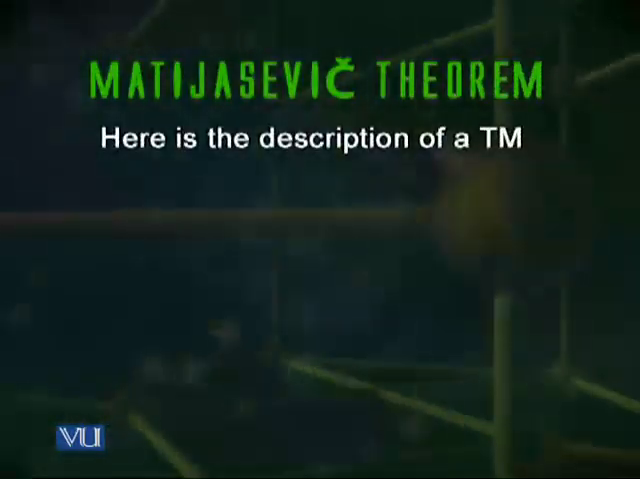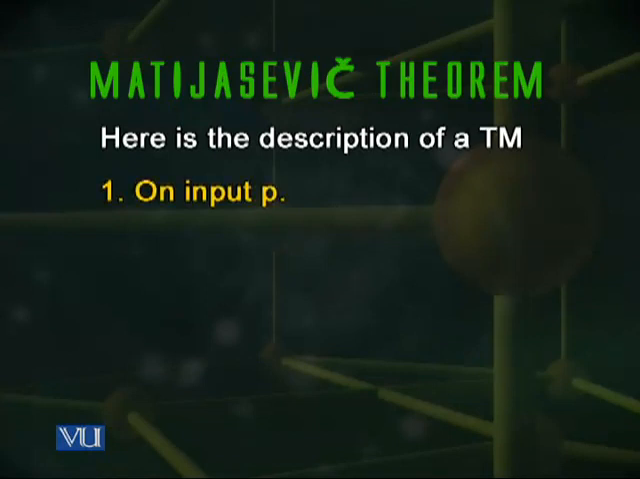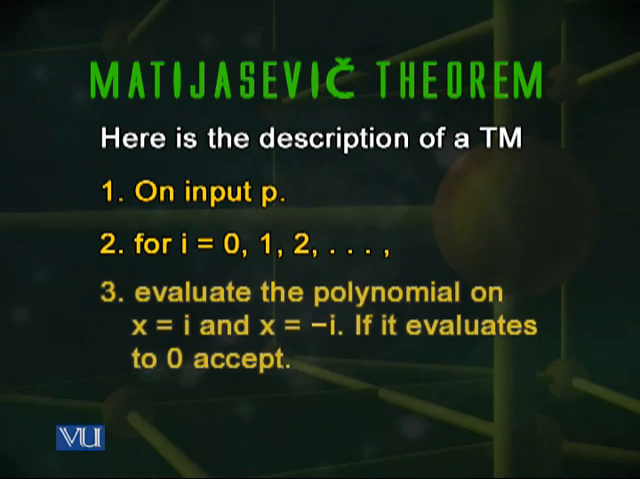Well, let us first observe that this language is Turing recognizable. That is, we can make a Turing machine that will accept all polynomials that have integral roots. Here is a description of a Turing machine that does exactly that. On input P, where P is a polynomial, the Turing machine runs an infinite loop where i goes from 0, 1, 2, and so on. It evaluates the polynomial on x equals i and x equals minus i. If this polynomial evaluates to 0, it accepts. Otherwise, it continues and goes on to the next value of i.